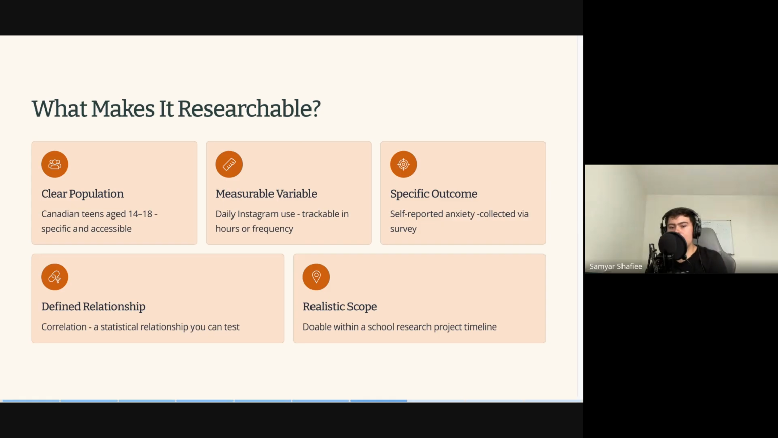Now, measurable outcome, daily Instagram use, tracked in hours or frequency. So you want to have a quantitative outcome that you can measure with statistics. Specifically in STEM, you always want to have a quantitative outcome. And again, there are some surveys, for example, anxiety scores. But those are often like survey studies in general.